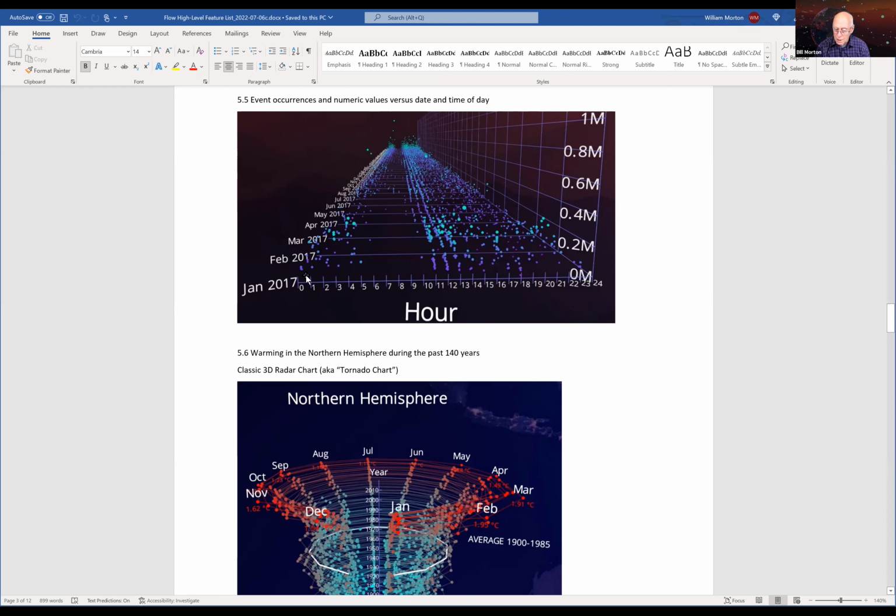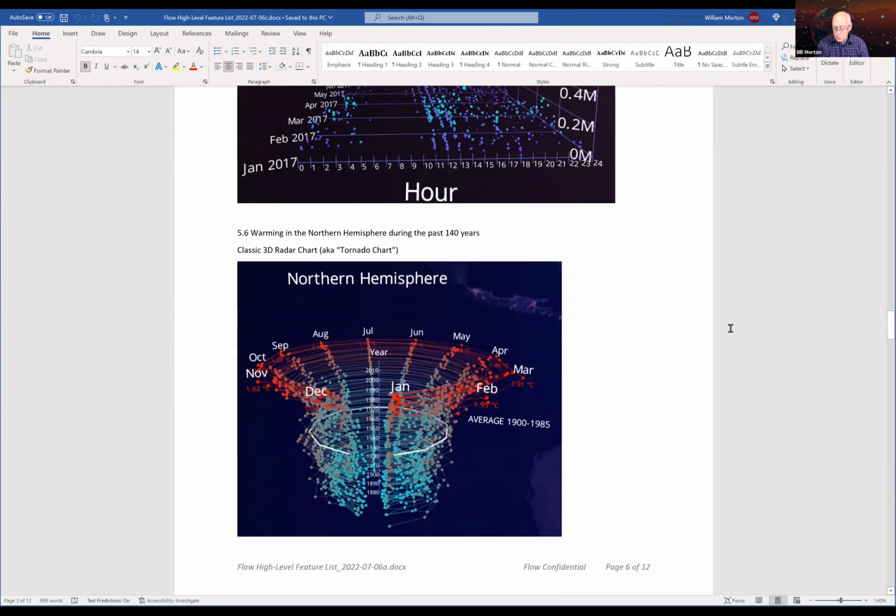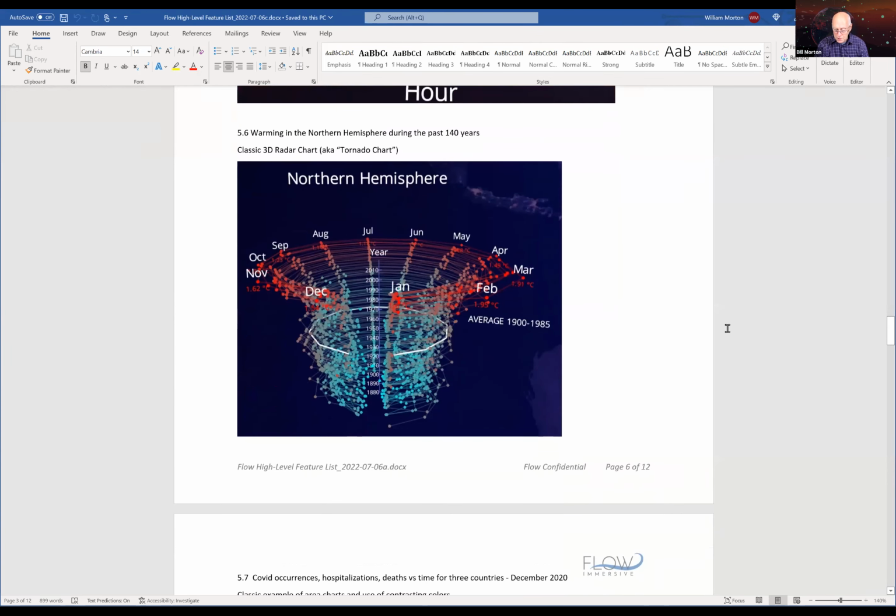One is the date and one's the time of day. So that's called Trump Tweets. That's also a featured flow. There is another featured flow, which is called Temperature Anomalies, I think the name of it is. And this is a variation.